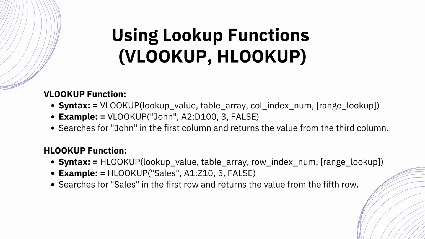On the other hand, HLOOKUP stands for horizontal lookup. It functions similarly to VLOOKUP, but searches for a value in the first row and returns a value from a specified row in the same column. For instance, =HLOOKUP("Sales", A1:Z10, 5, FALSE) looks for Sales in the first row of the range A1:Z10 and returns the value from the fifth row in that column. These lookup functions are perfect for merging datasets, retrieving related information, and building dynamic reports where data relationships are key.